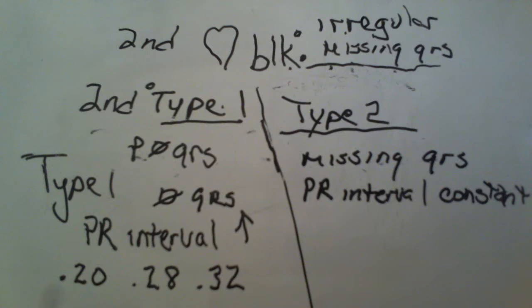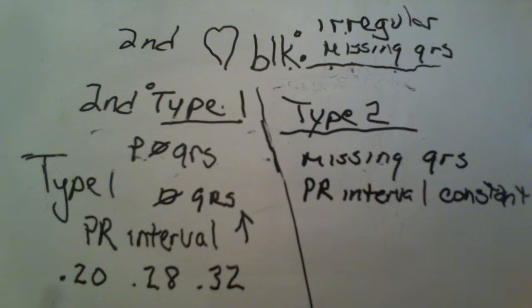So to review, a first degree AV block, you have a PR interval that's constant. It's greater than 0.20. You have a tight QRS. You have a T wave following the QRS. Everything is regular. Your PRs are constant. Your R to R is constant.